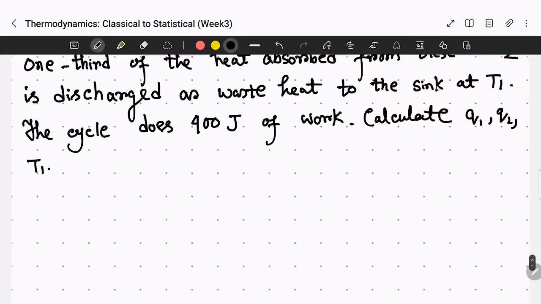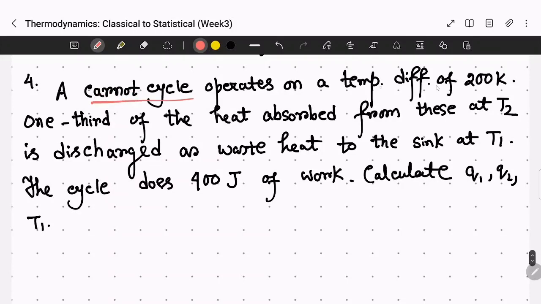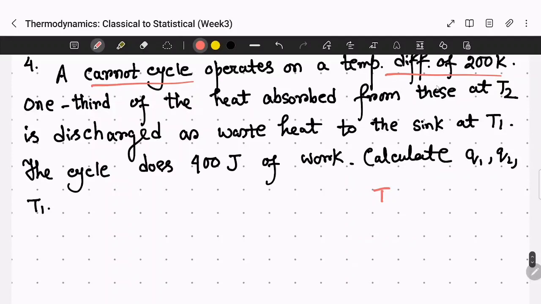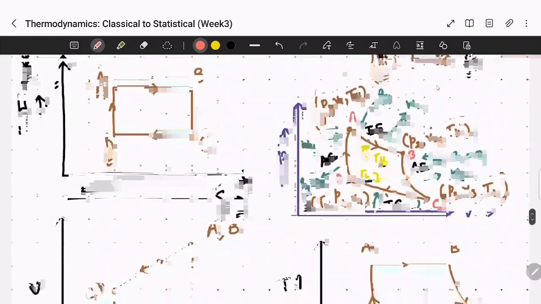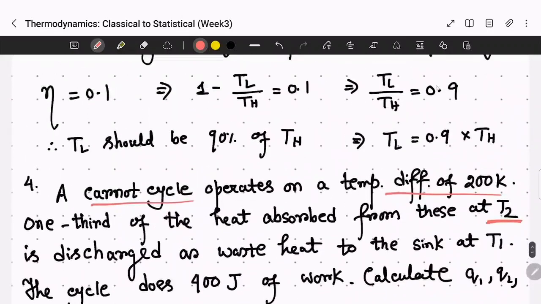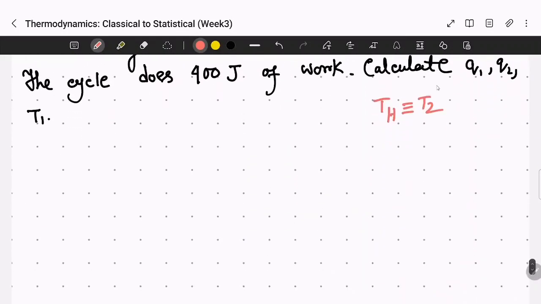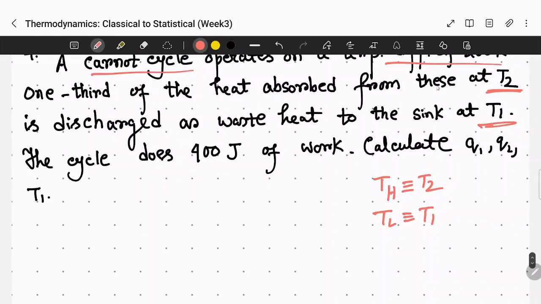Just read it. A Carnot cycle operates at a temperature difference of 200 Kelvin, means TH minus TL, as we understand. But here, one third of the heat absorbed at T2 is discharged. That means TH here is equivalent to T2, because in our model heat was absorbed at TH. Here heat is absorbed at T2 and discharged at T1. So TL is basically T1 here. So you can reframe the question like that. If you understand in our language, then it will be easier. Now they want to ask Q1 and Q3, basically. TH is given, T2 is given.